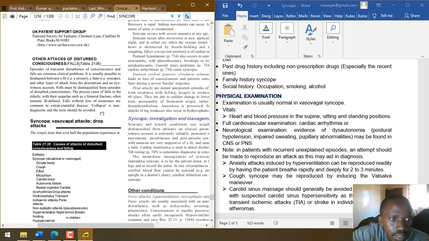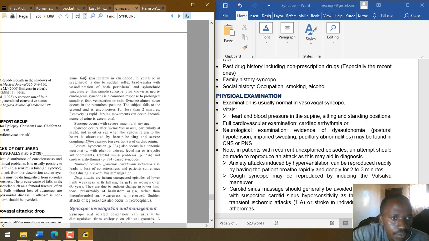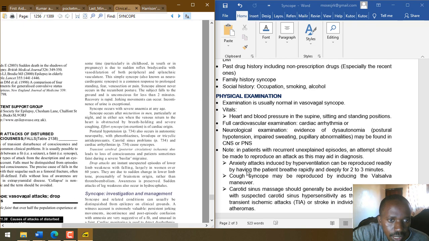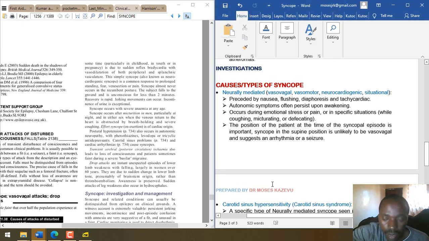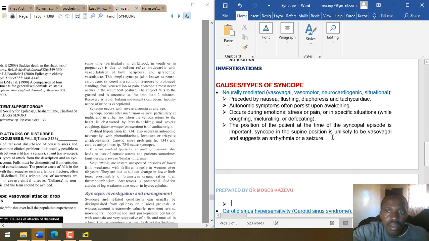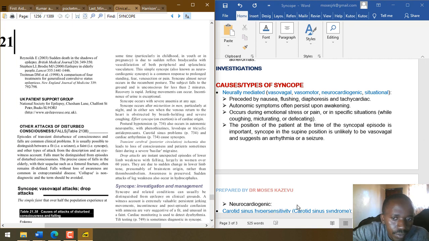So the simple faint that we all experience in childhood. This vasodilatation, this simple syncope, also known as neurocardiogenic syncope, is common. So this is all talking about neurocardiogenic syncope. I think they talked about something on neurocardiogenic, so there is a point here that we can put under there as the neurocardiogenic type of syncope.